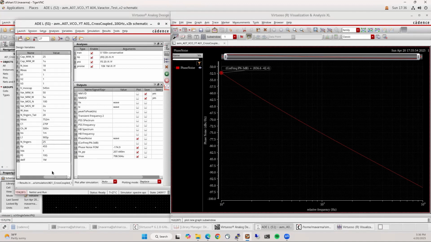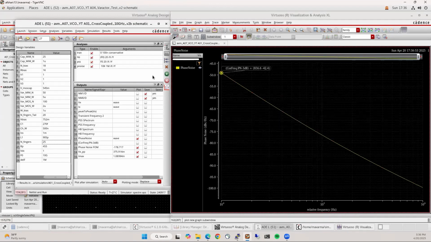So we increase the number of fingers essentially to increase the GM, right? Because you need to increase the negative capacitance. Okay, so that's a little bit better. You can see the phase noise has improved to around -178. And you're switching the current pretty well because the maximum current is now 1 milliamp or so, right? Which is what we expect.